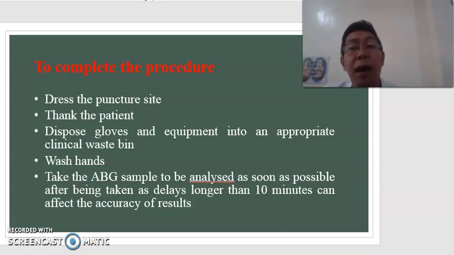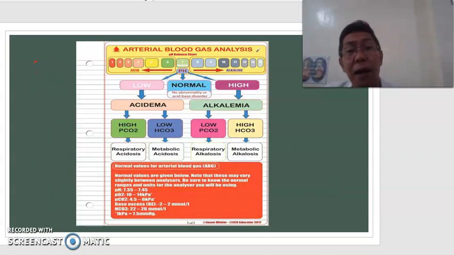And to complete the procedure, you have to dress the puncture site, thank the patient, of course, for cooperation, dispose gloves and equipment into an appropriate clinical waste bin, wash hands, and then you have to take the ABG sample to the laboratory as soon as possible. No longer than 10 minutes, so that we can have the accuracy of results. That's it. And of course, ABG blood gas analysis.